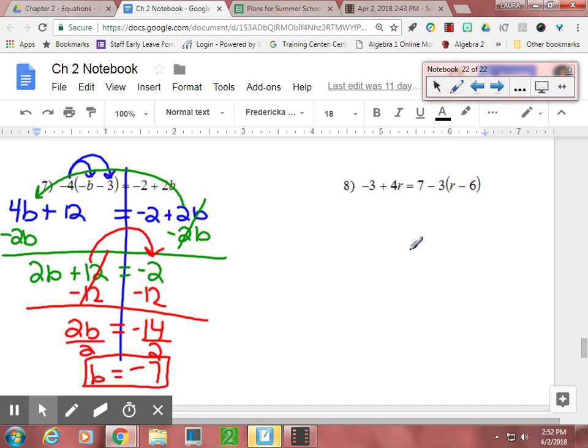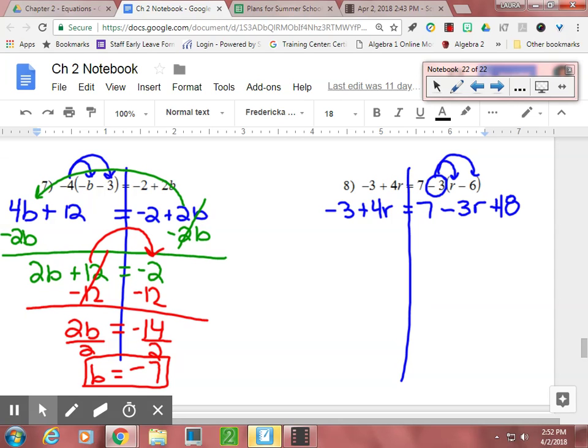Same starting thing on number 8, except this time we're distributing a negative 3. We have to take the sign with it. So I have negative 3 plus 4r equals 7 minus 3r plus 18. So now I have to look. Okay, these are numbers and they're on the same side. So I want to combine these numbers and make my life just a little bit easier. So the negative 3 plus 4r is going to stay the same. But now I'm taking 7 and 18 and adding them together to get 25 minus 3r.